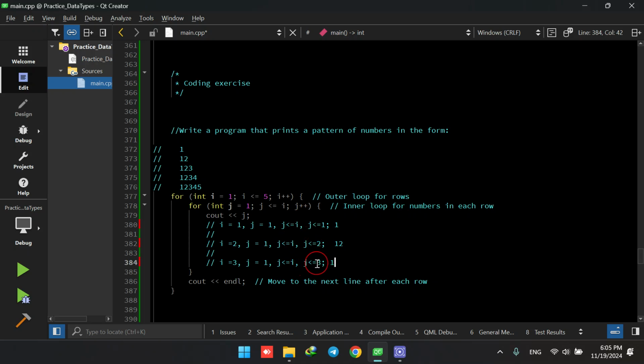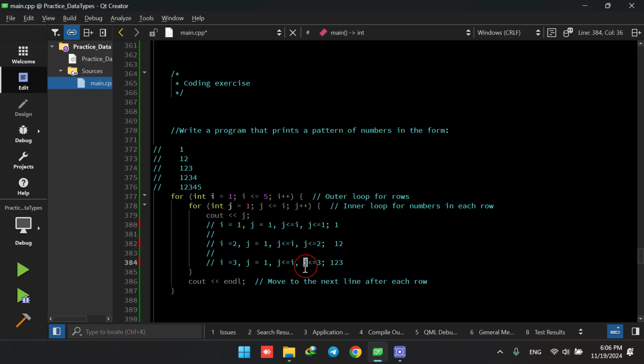2 is lower than or equal to 3. So yes, it comes here again and prints the value 2. And another time j is increased, and now the value of j is 3. 3 is passing this condition, so 3 lower than or equal to 3, yes, so it comes here again and prints the value of j. So now that j is 3, it's like writing 3 lower than or equal to 3.